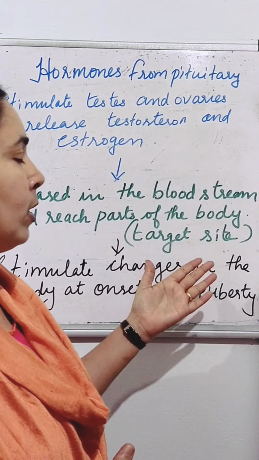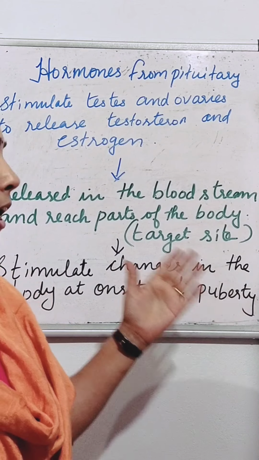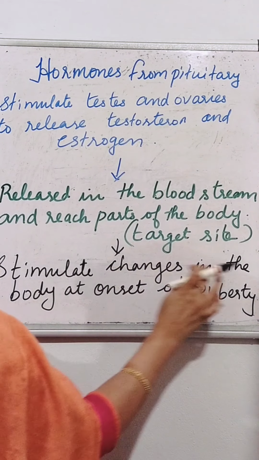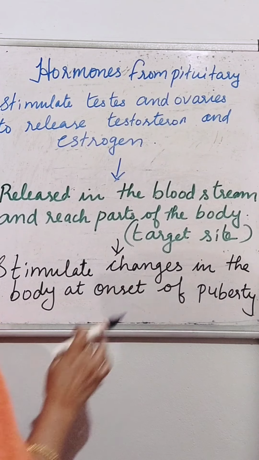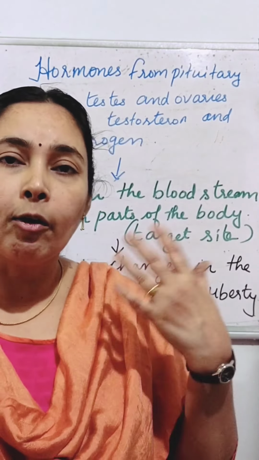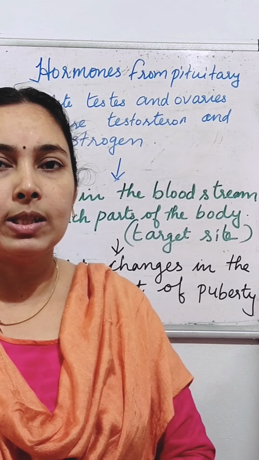For example, in boys, for the development of facial hair, the hormone will reach the face. Then what happens? It stimulates changes in the body at the onset of puberty, and it will bring about the development of facial hair in boys. Okay.